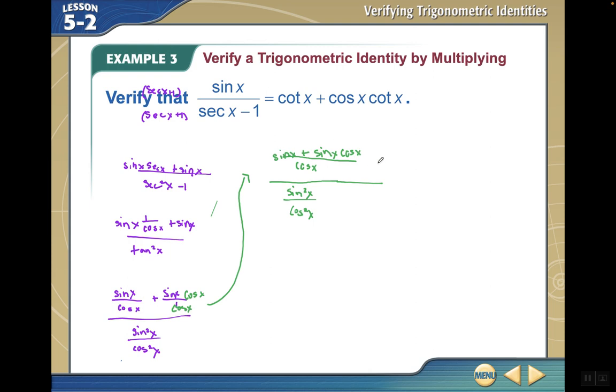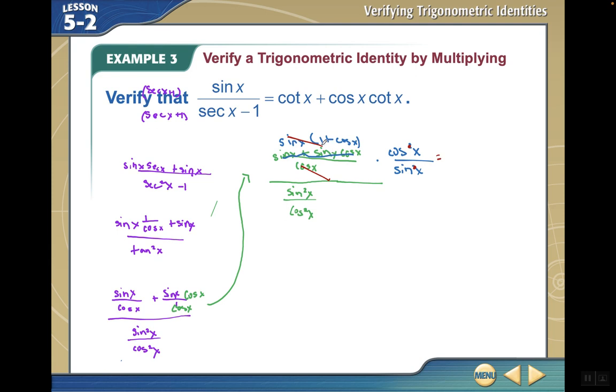So I'm going to take this numerator and multiply by the reciprocal. And because I'm not going to be able to cancel this out unless we have factors, I'll factor out a sine here. If I factor out a sine, then I'm left with 1 plus cosine x. Okay, so now I can start cross-canceling here. I can take out one of these sines and one of these cosines.